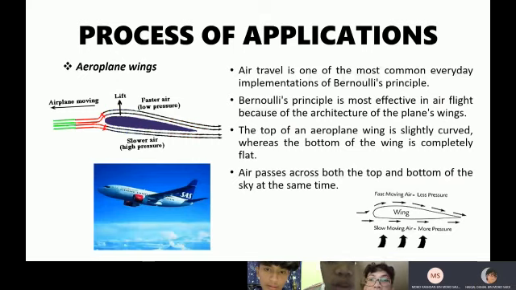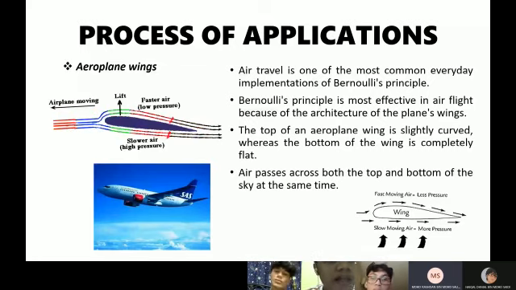Okay, we proceed to the application. Air travel is one of the most common everyday implementations of Bernoulli's principle. Bernoulli's principle is most effective in air flight because of the architecture of the plane's wings. The top of an aeroplane wing is slightly curved, whereas the bottom of the wing is completely flat. So the air passes across both the top and bottom of the wing at the same time. Low velocity produces high pressure, whereas fast velocity produces low pressure. This difference in pressure will generate enough lifting force to raise an object.